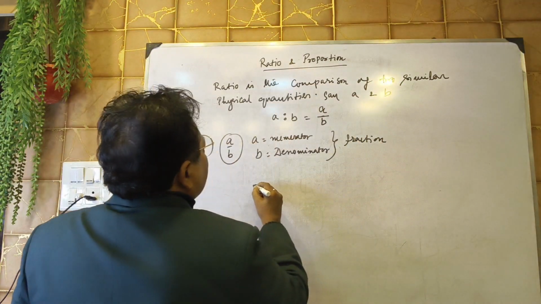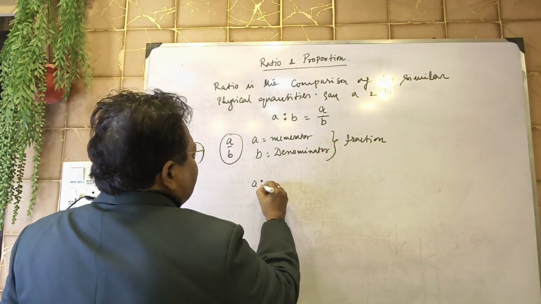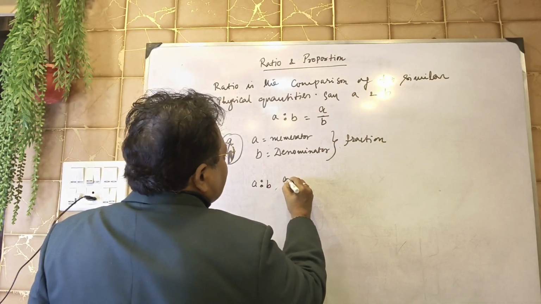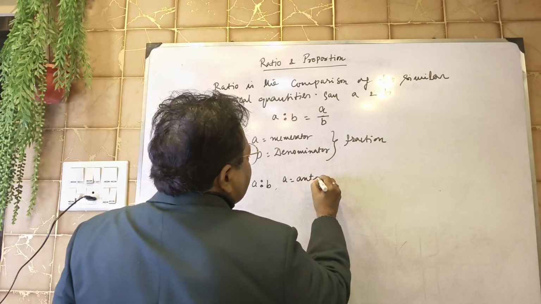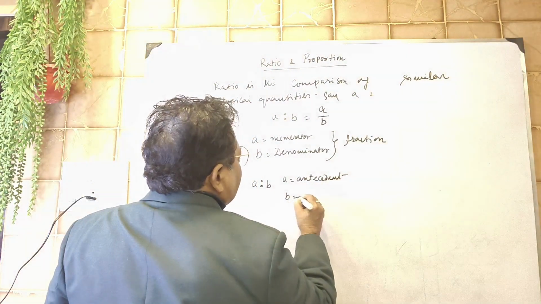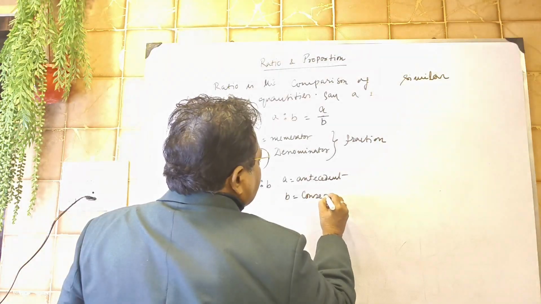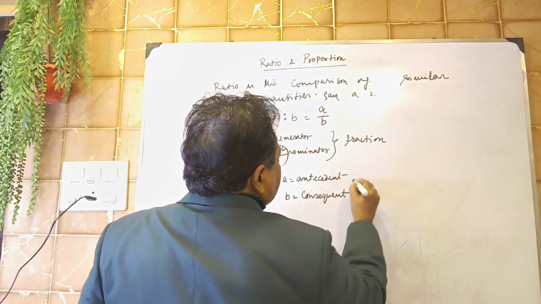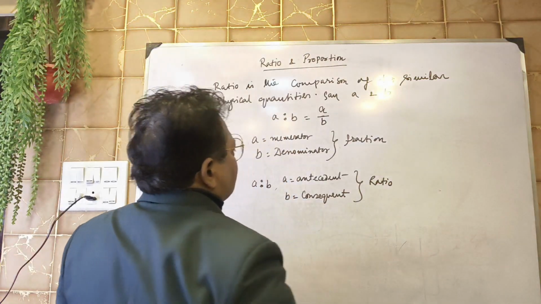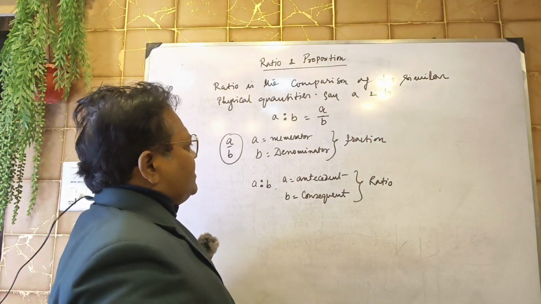But in ratio, in A is to B, A is called antecedent and B is called the consequent. It is in ratio.